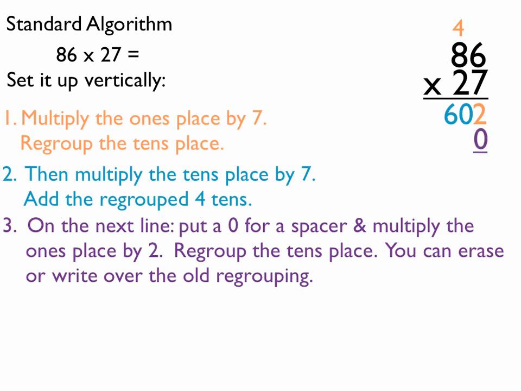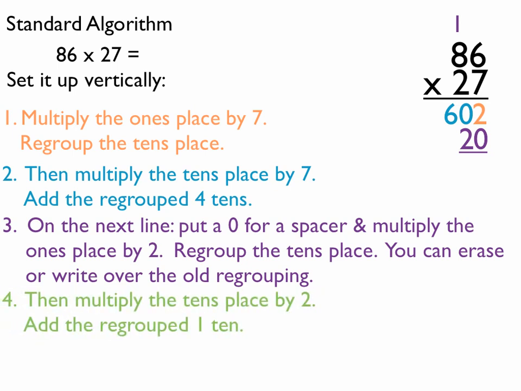So there's my spacer. 6 times 2 is 12, so I'm going to go ahead and put the 2 right there, and I need to carry my 1. Now remember, you need to erase or write over the old regrouping. So since I need to put a 1 up there, I go ahead and replace it. So the 4 is now gone, because you no longer need it because you've already used it in the previous part. So now let's go ahead and do 8 times 2.